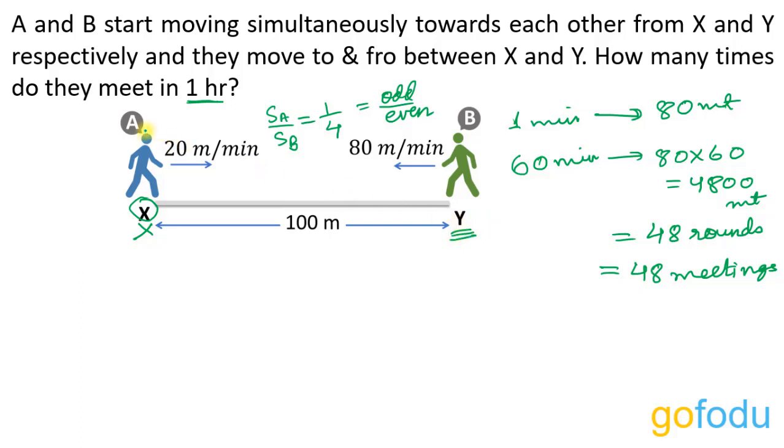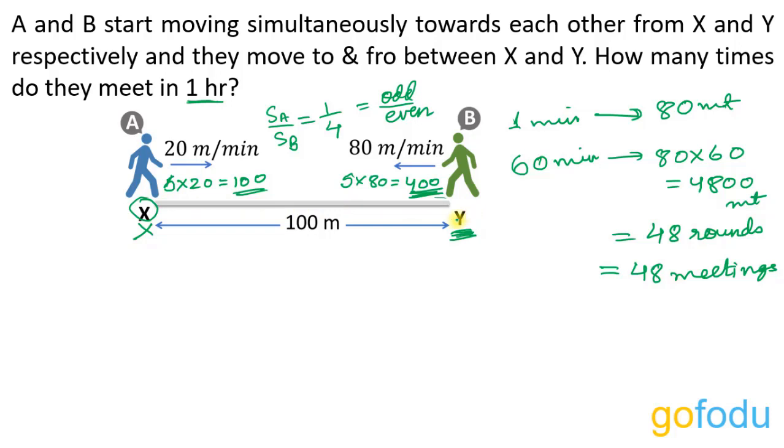So A reaches Y in 5 minutes. 20 into 5 is 100. In the same 5 minutes, B will cover 5 into 80, which is 400. So when A covers 1 round, B will be covering 4 rounds in those same 5 minutes. After 1 round A will reach Y, and after 4 rounds, 1, 2, 3 and 4, B will end up reaching Y.